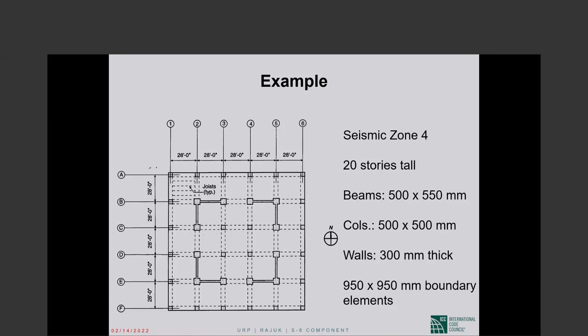The code will never say you have to have special moment frames. The code will require either ductility or stiffness. Stiffness can be provided by building shear walls or bracing. That is almost always the cheaper solution. Or you can try to give the moment frame ductility after the fact, which will require wrapping or jacketing or things like that, which are very expensive solutions. So there is no cheap or easy solution.